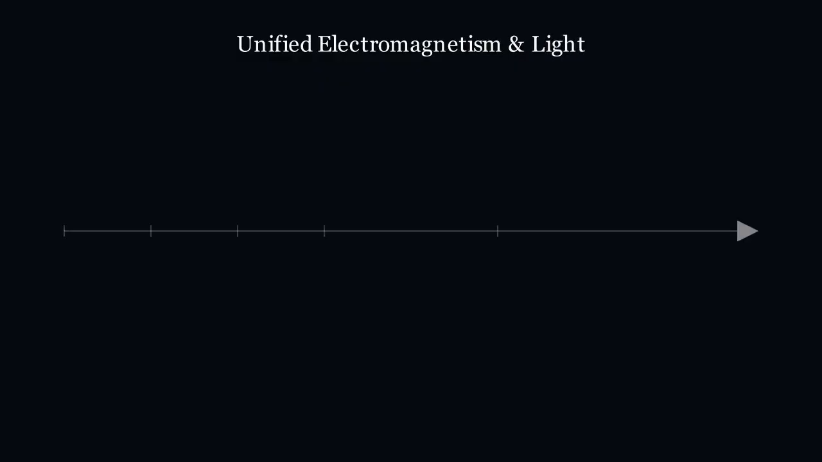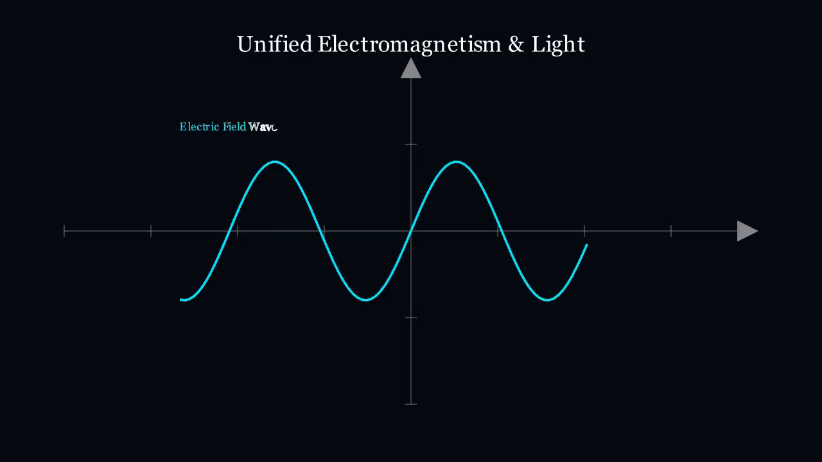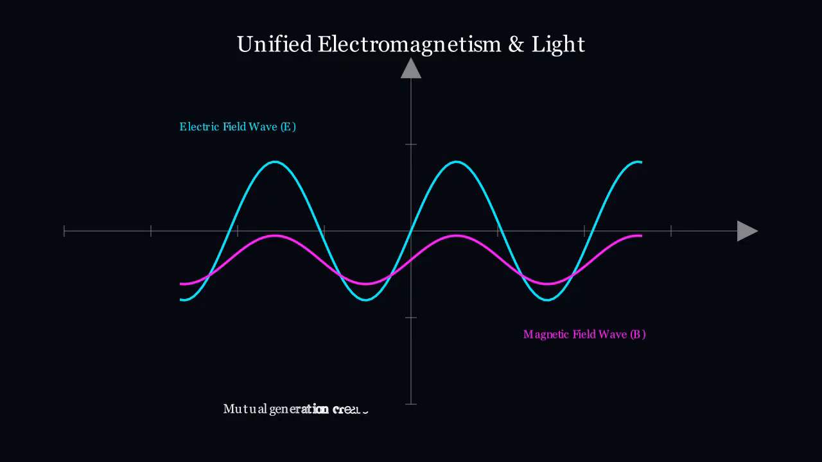It unified electricity and magnetism completely. It showed that a changing electric field produces a magnetic field, and Faraday's law already showed that a changing magnetic field produces an electric field. This elegant symmetry meant that oscillating electric and magnetic fields could self-propagate through space as a wave. These waves are what we call electromagnetic radiation. Light, radio waves, X-rays all travel at a constant speed, the speed of light.